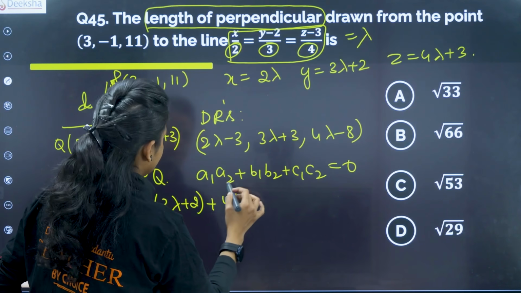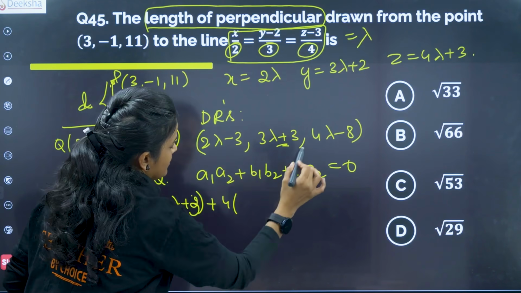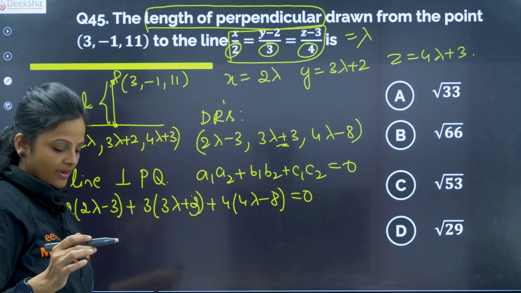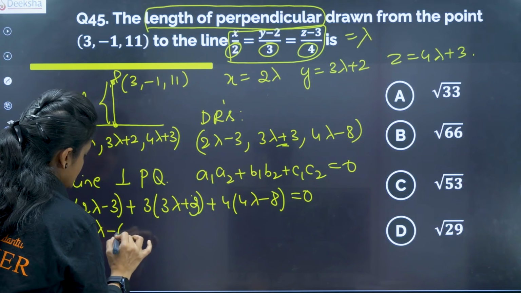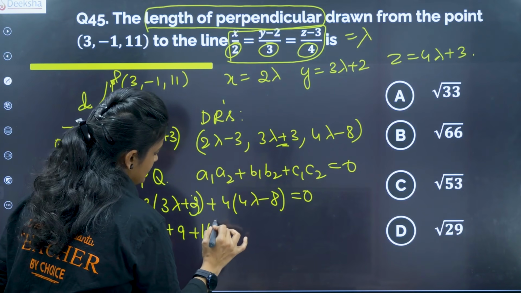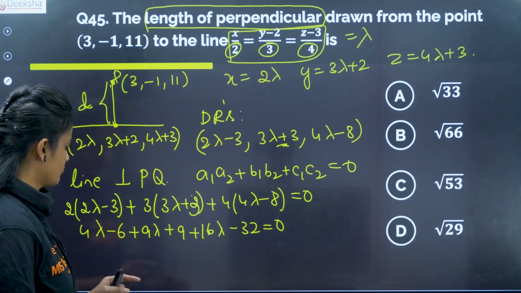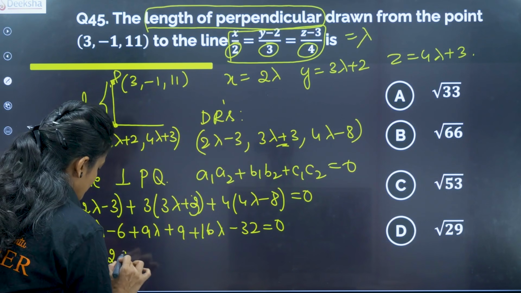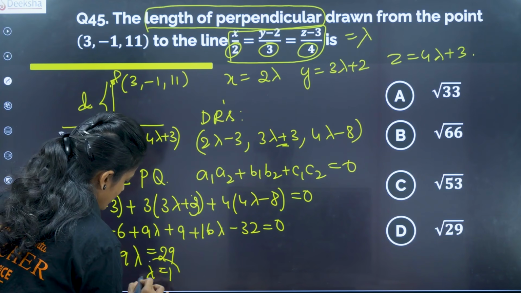So 4 lambda minus 6 plus 9 lambda plus 9 plus 16 lambda minus 32 equal to 0. From this I need the lambda value. See how much I will get? 4 plus 9 plus 16 is 29, and minus 6 plus 9 minus 32 is minus 29. So 29 lambda is equal to 29. So lambda value is 1.